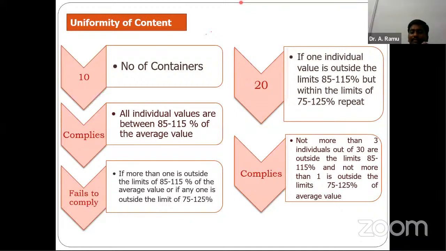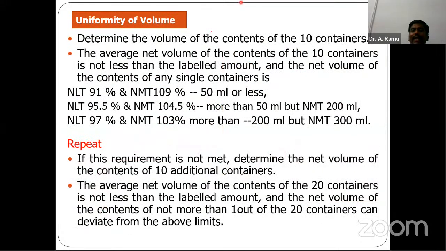Whenever the emulsion passes the uniformity of content test, it indicates that the active ingredient present in all the containers is uniform. Whenever it fails, it indicates that the content is not uniform in all containers. And the last one is the uniformity of volume test.